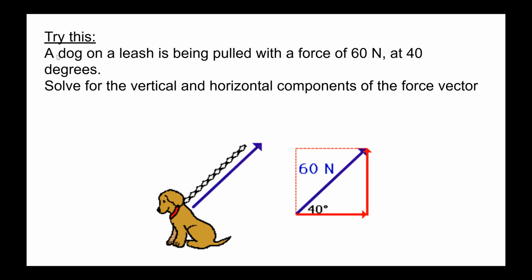So try this. A dog on a leash is being pulled with a force of 60 newtons at an angle of 45 degrees, and that is 45 degrees up from east. Solve for the vertical and horizontal components of the force vector.